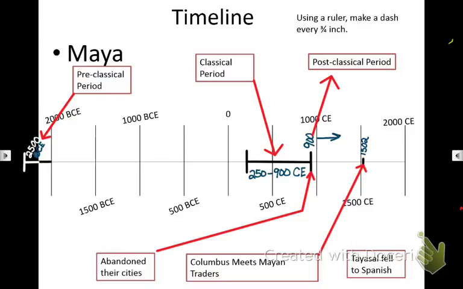And finally, Tayasal fell to the Spanish in 1697. Yes, that should be saying 1697. All right, let's go to the next civilization. Your timeline for the Mayan should look close to mine.